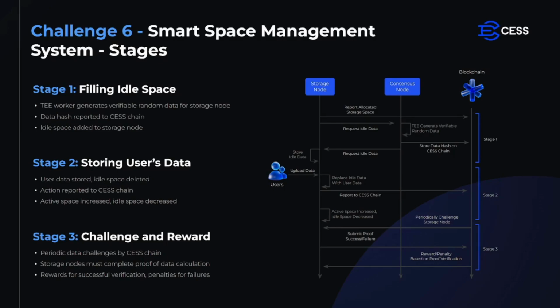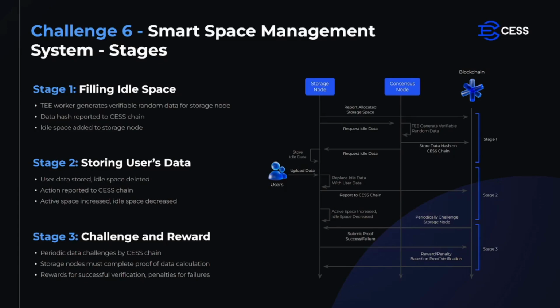Next, the storage node requests idle data from the trusted execution environment. This TEE is typically managed by consensus nodes but can also operate independently, and it generates verifiable random data. The metadata of this data is recorded on the CESS blockchain, ensuring that the data's integrity and origin are verifiable. The trusted execution environment then sends a spaceholder file back to the storage node. This file signifies the previously unverified space has now become verified space.